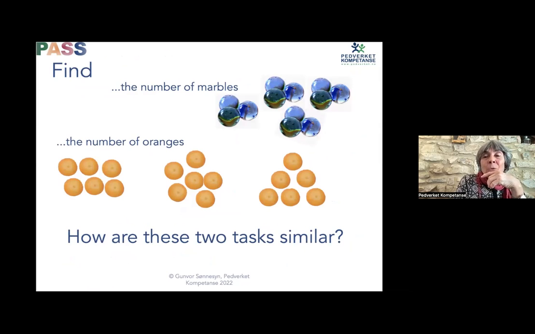So now this is something different. Look here, we have a number of marbles. Find the number of marbles. And we have a number of oranges. Find the number of oranges. How are these two types similar? Okay, what is the meaning now? Well, they are similar in that the things that we count are round, but maybe that's not so important when we speak about multiplication. But are there other similarities?